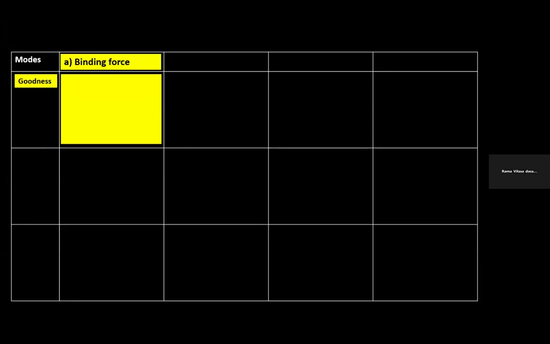For the box, goodness and binding force, it is coming from verse number 6: sense of happiness, knowledge, satisfaction, superiority. So on top where you have written binding force, you can say verses 6 to 9.